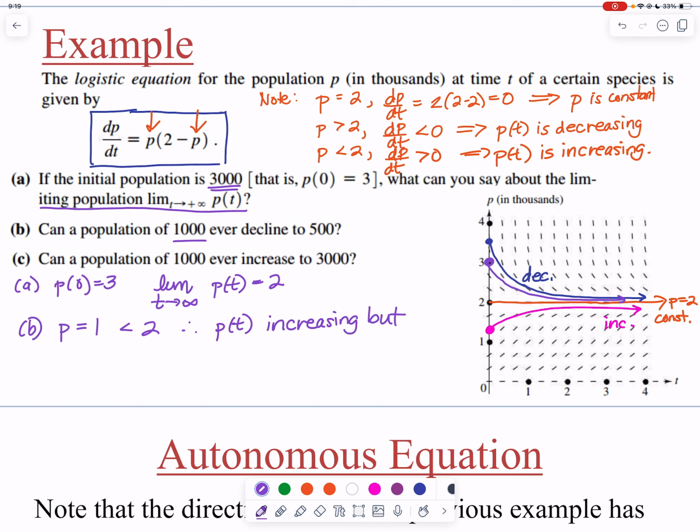but never reaching P of t equal to 2. So we cannot cross the solution curve at P equal to 2. We will never reach that. So that answer is no.